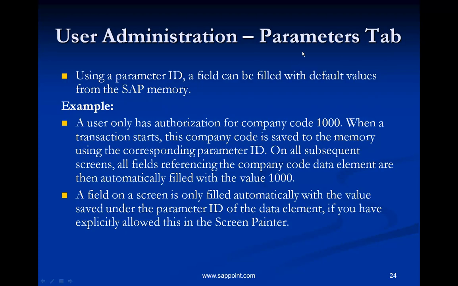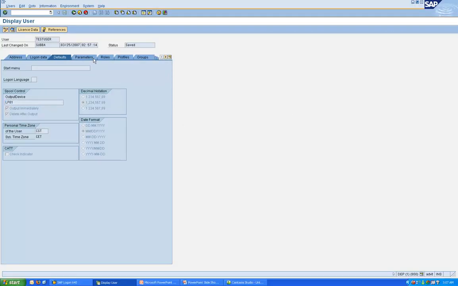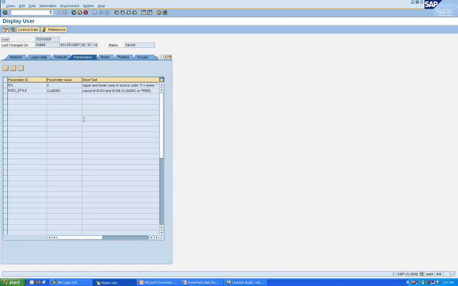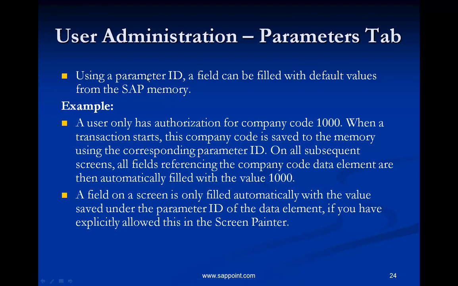The next tab in the user master record is the parameters tab. As a security administrator, you probably will not maintain it on a regular basis, but you may have to do it once in a while for certain cases. Now, why is this parameter tab used? You can use it to enter a parameter ID using which a field can be filled with default values from the SAP memory.